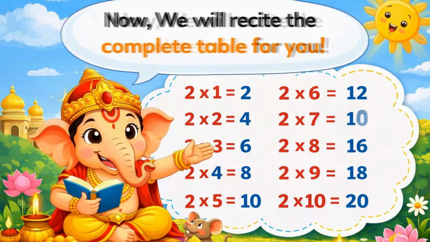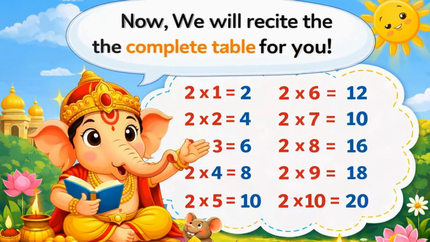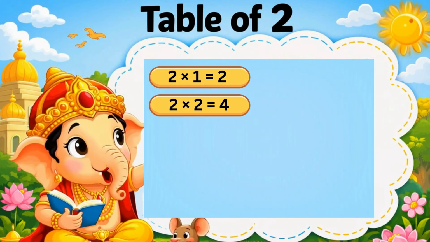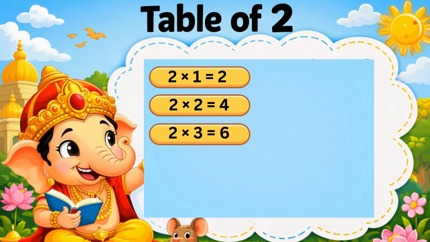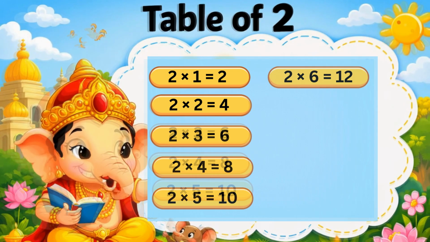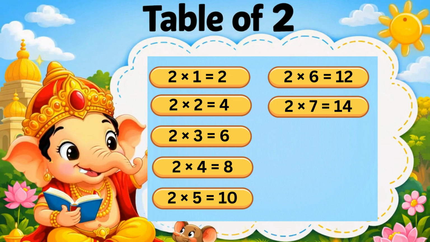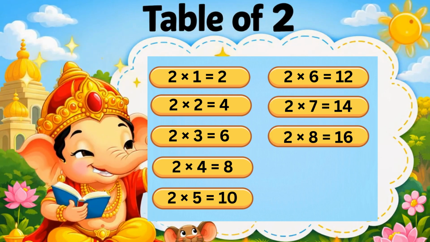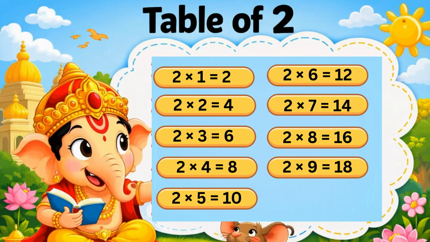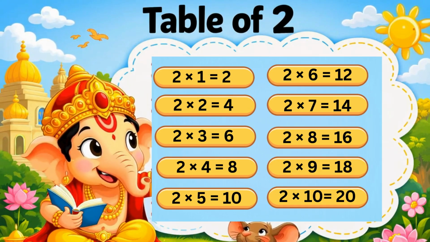Now, we will recite the complete table for you. 2 ones are 2. 2 twos are 4. 2 threes are 6. 2 fours are 8. 2 fives are 10. 2 sixes are 12. 2 sevens are 14. 2 eights are 16. 2 nines are 18 and 2 tens are 20.